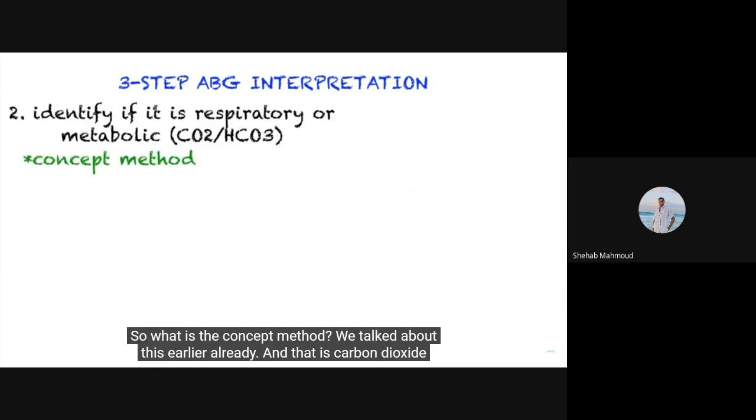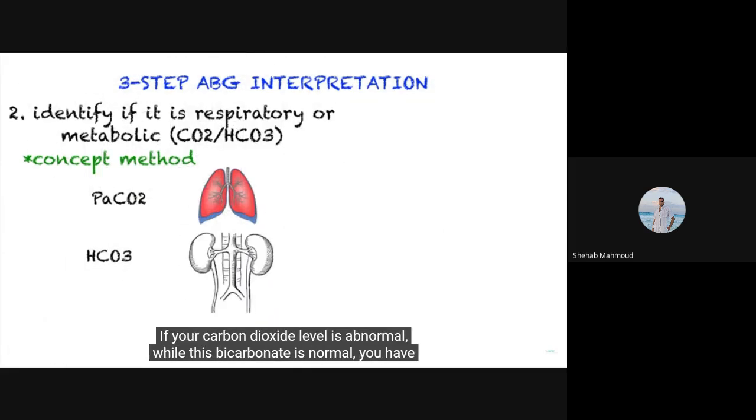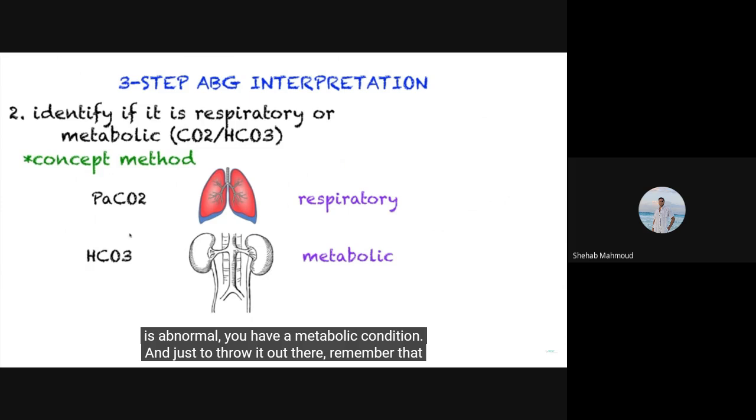So what is the concept method? We talked about this earlier already, and that is carbon dioxide is being regulated by your lungs while the bicarbonate is being regulated by your kidneys. If your carbon dioxide level is abnormal while the bicarbonate is normal, you have a respiratory condition. On the other hand, if your carbon dioxide is normal while the bicarbonate is abnormal, you have a metabolic condition. And just to throw it out there, remember that carbon dioxide is to acid while bicarbonate is to base.